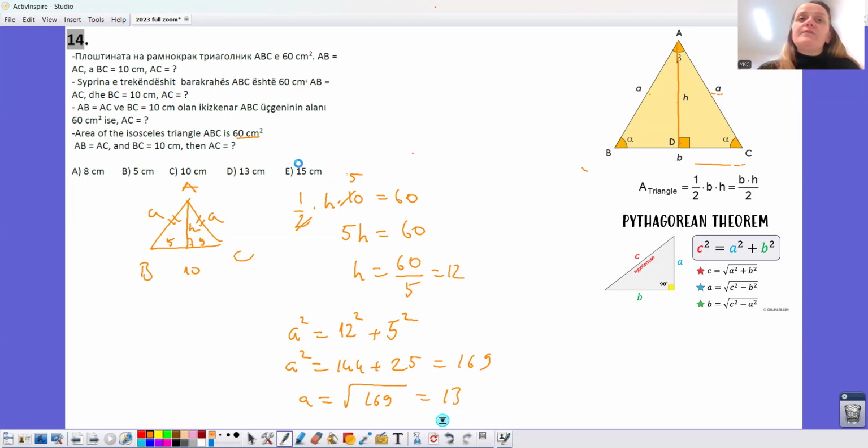Also, guys, if you know, there are some special right triangles that the sides are known, like 5, 12, 13, like 6, 8, 10, like 3, 4, 5. If you know them, no need to do the Pythagorean theorem. You will see that this is 12, this is 5, the other side is 13 directly.